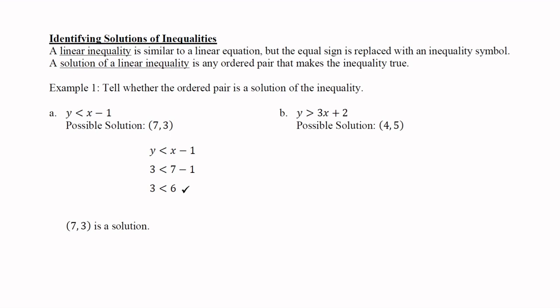In this example, y is greater than 3x plus 2, and our possible solution is the point (4, 5). Again, we're going to take our inequality, plug in our 5 for y and our 4 for x. 3 times 4 is 12, and 12 plus 2 gives us 14. 5 is not greater than 14, so therefore the point (4, 5) is not a solution to this inequality.